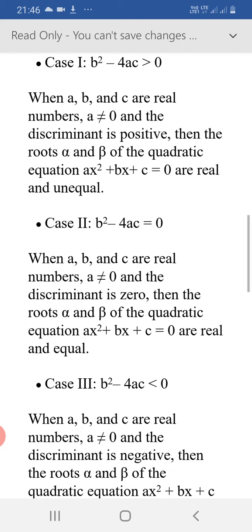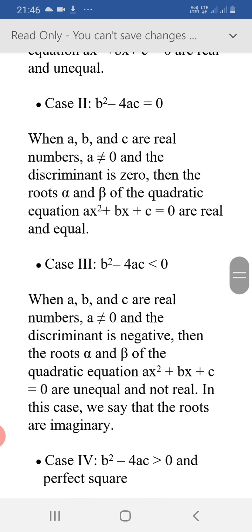Case 3, when b square minus 4ac is a negative value, that means it is less than 0. When a, b and c are real numbers and a is not equal to 0 and the discriminant is negative, then the roots alpha and beta of the quadratic equation ax square plus bx plus c is equal to 0 are unequal and not real. In this case, we say that the roots are imaginary.